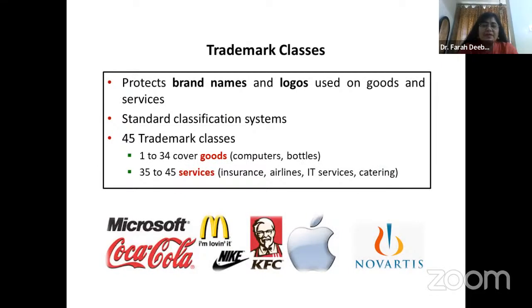Some of the classes will cover goods like computers, bottles, and others are services like insurance, airlines, IT services, catering. So there are different trademark classes, and under that they will be classified, they will be given brand names, and they will have logos. So we are all familiar with Microsoft and McDonald's and Nike and KFC. These are iconic brands, and we know them.